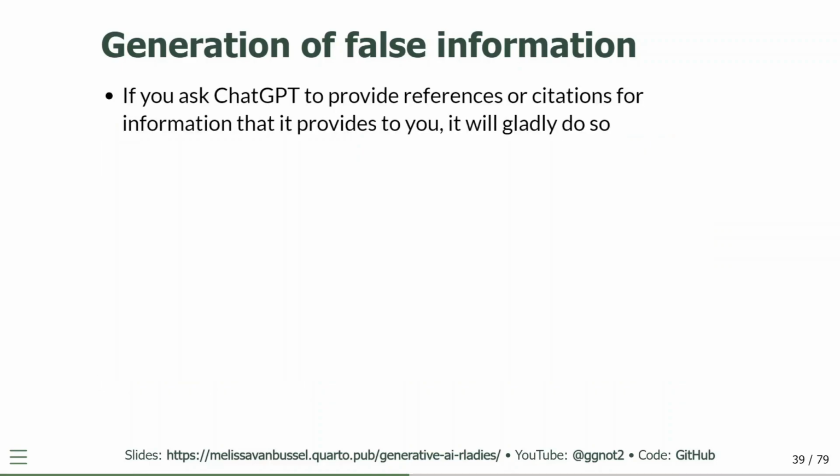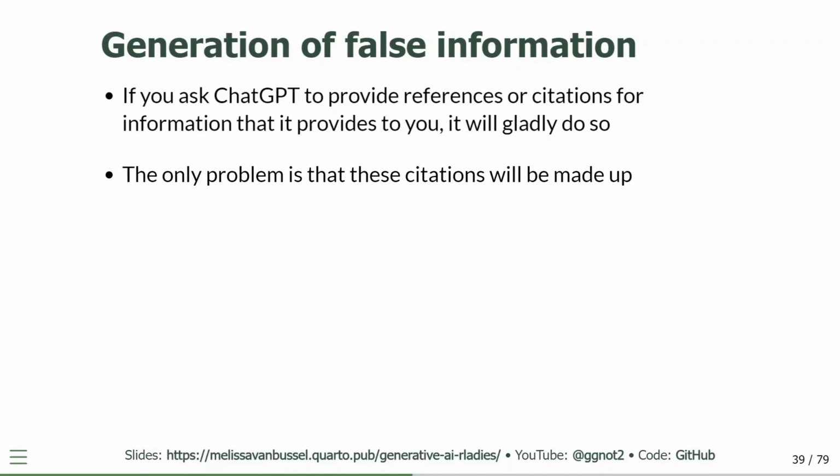ChatGPT also gives a whole new meaning to fake news by literally generating fake news. It will cite academic papers and articles that don't exist, or news articles that don't exist, and it'll happily provide you with hyperlinks to sources that lead nowhere because those links are made up. If you ask ChatGPT to provide references for the information that it provides to you, it will gladly do so. It'll have no problem citing academic papers or news articles that don't exist, and it'll even provide you with hyperlinks to these sources. But the only problem is that those references are completely made up, and so the hyperlinks that it provides you will actually not lead anywhere.